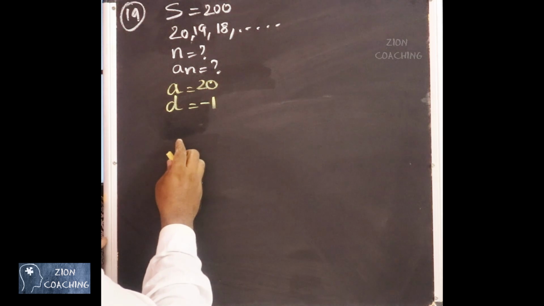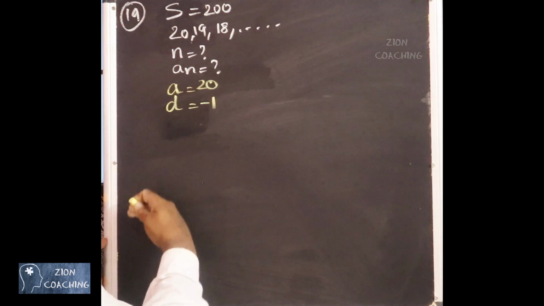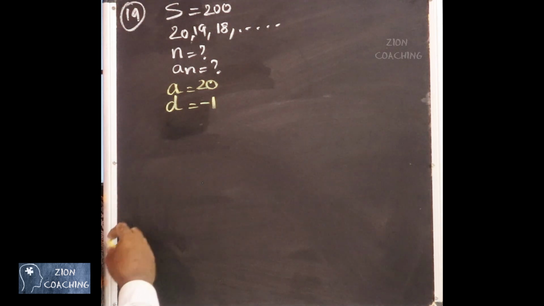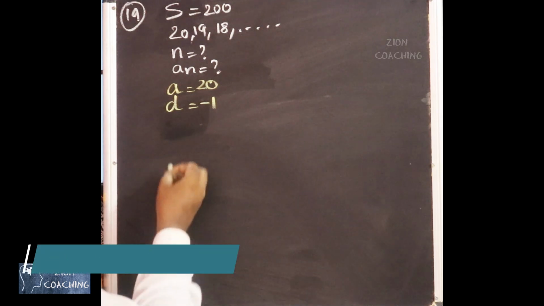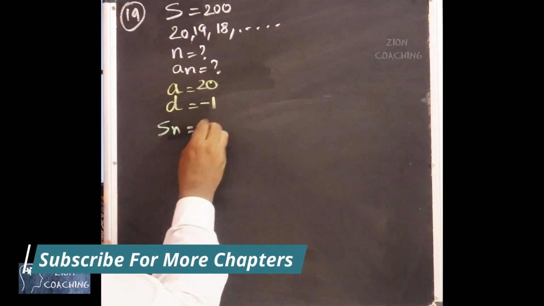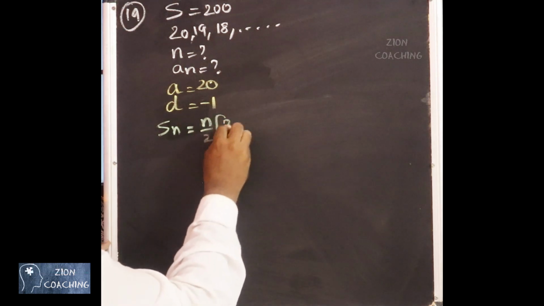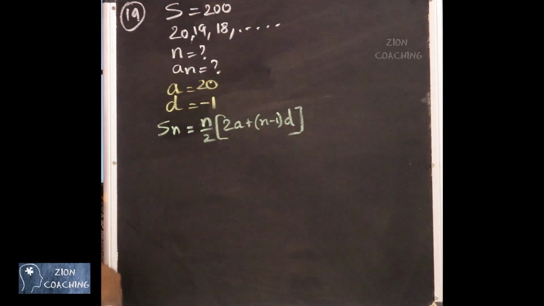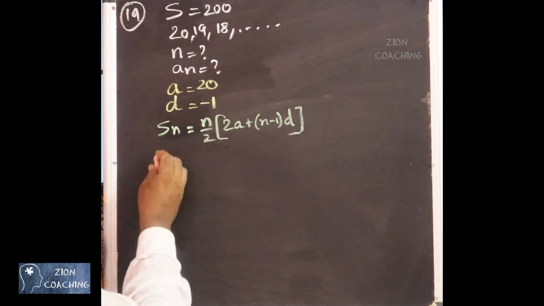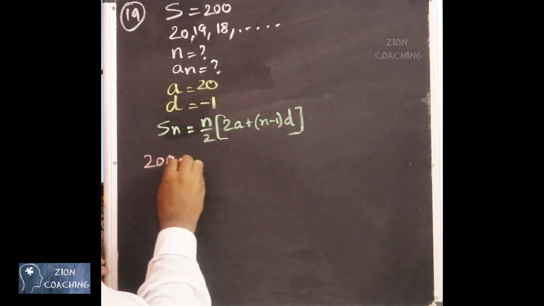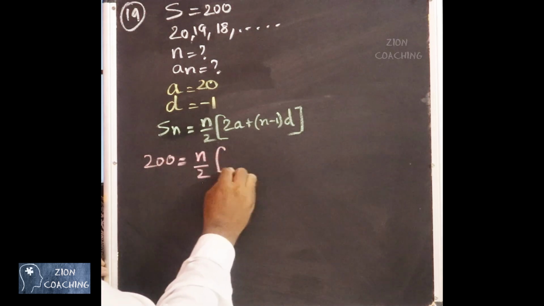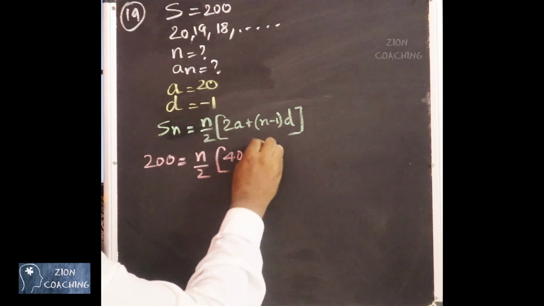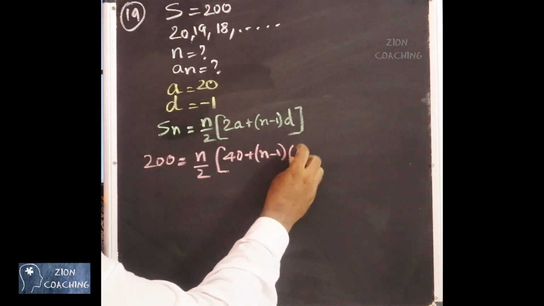Now first we are going to find out the number of rows in the stack. We already know that the total number of logs is 200. So we are going to use that and find the n value. We know that Sn is equal to n by 2 into 2a plus n minus 1 into d. We substitute the values. Sn is 200. 200 is equal to n by 2 into, our a value is 20, so 2 into 20 is 40, plus n minus 1 into minus 1.